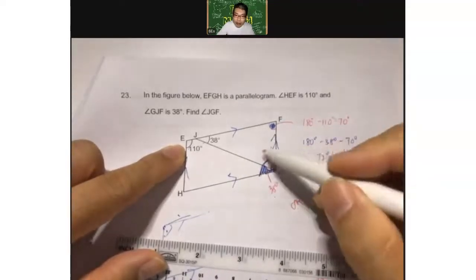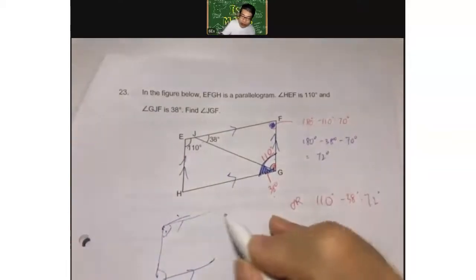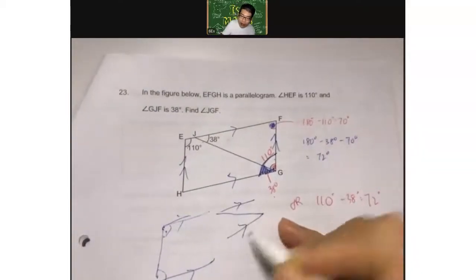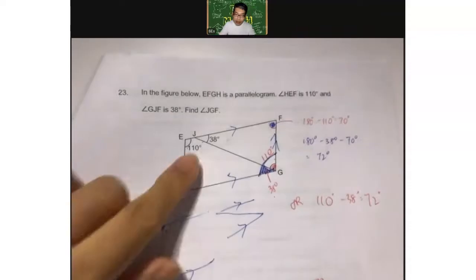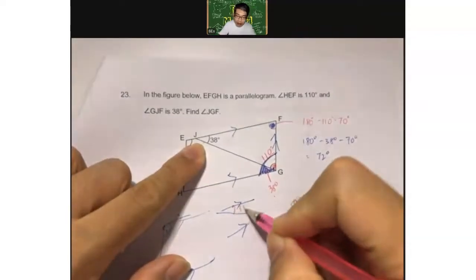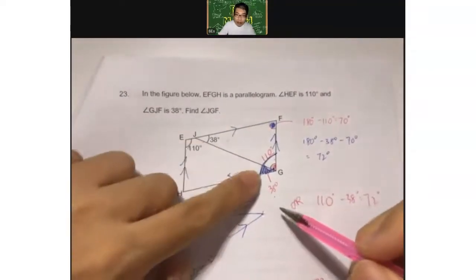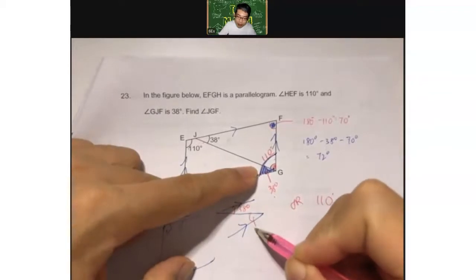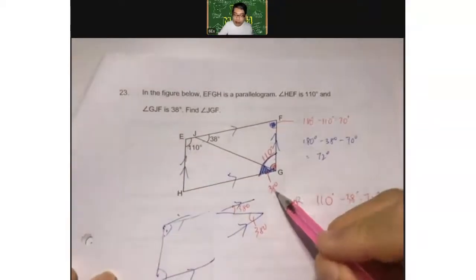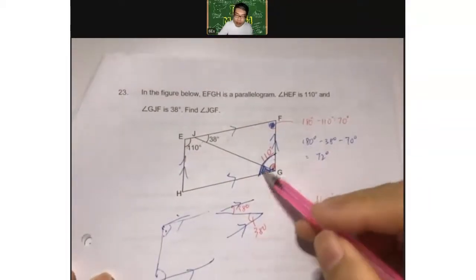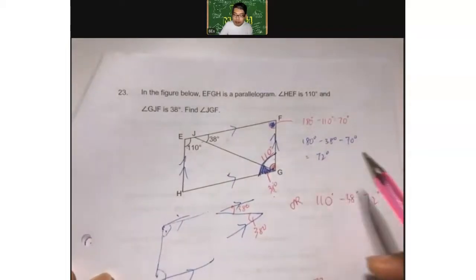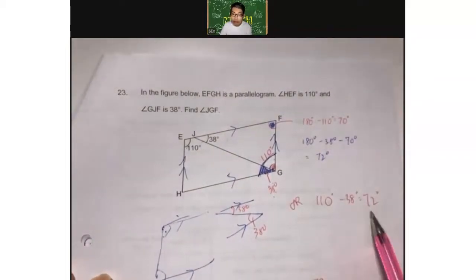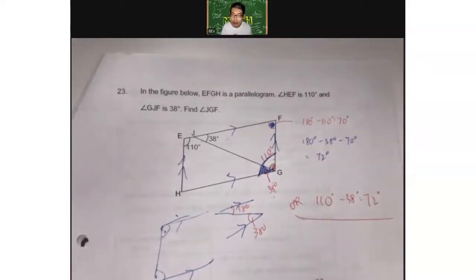Now for your parallelogram, you know that this is your Z shape here. So therefore, your 38 degrees here is the same as 38 degrees here. That's why I can write down this is 38 degrees. So 110 minus 38, I get my answer. Okay, that's one way of doing it. Of course, this method is not in the syllabus. So if you do not know this method, well, there's another way to do it.